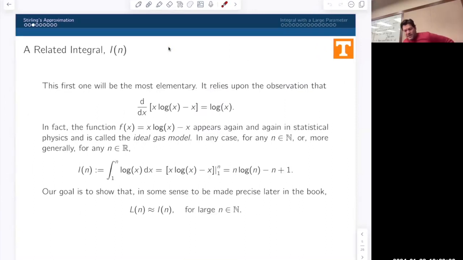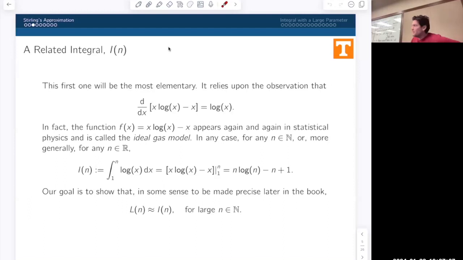To get an approximation of this, we're going to create an integral, which is somehow related. The integral that we're going to compute is the integral of log x from 1 to n. And this thing we're going to define as I_n. The approximation uses the property that if I take the derivative of the function x log x minus x, we just get the log of x. So if we integrate log x, we can find the antiderivative very easily.